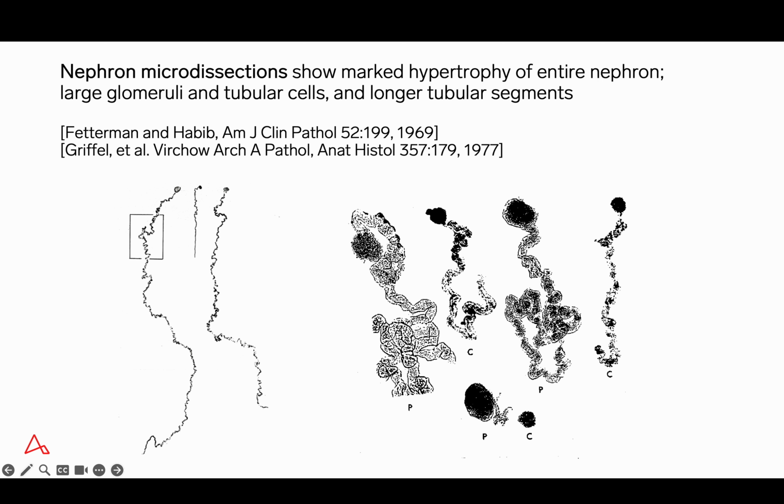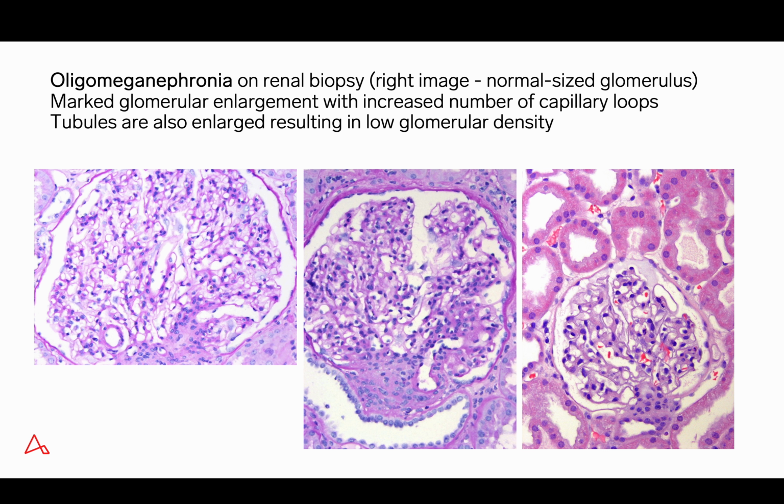The increased tubular length means in a renal biopsy core, there's going to be widely spaced glomeruli or reduced glomerular density. Here's an example of glomeruli in oligomeganephronia compared to an age-matched control here on the right. As you can see in the left and middle images, there is marked enlargement of the glomeruli, and if we were to try to count capillary loops, which would be very, very difficult, there's a marked increase in capillary loops as well as glomerular size.